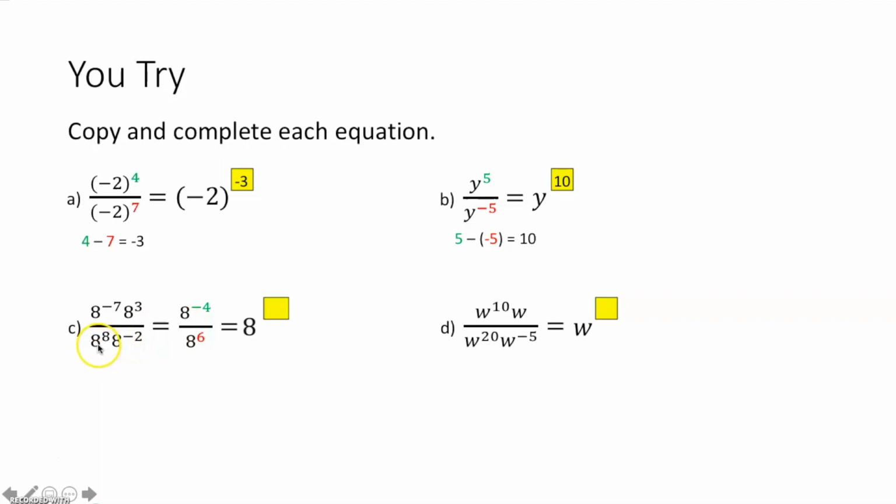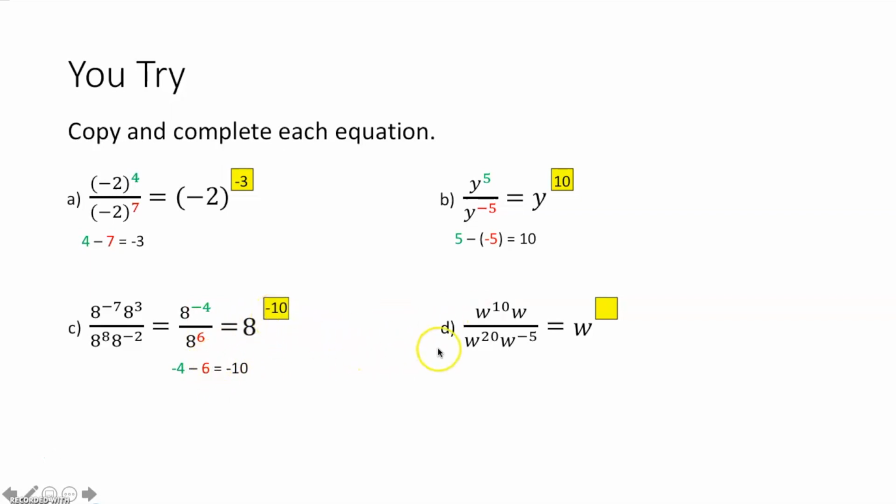In our denominator, 8 to the 8th times 8 to the negative 2nd, because these are like bases, when we multiply, we add the exponents. So 8 plus negative 2 is 6. Now here, we're dividing like bases, which means we subtract the exponents. So what's negative 4 minus 6? That's going to actually be negative 10. So our final answer should be 8 to the negative 10th power.